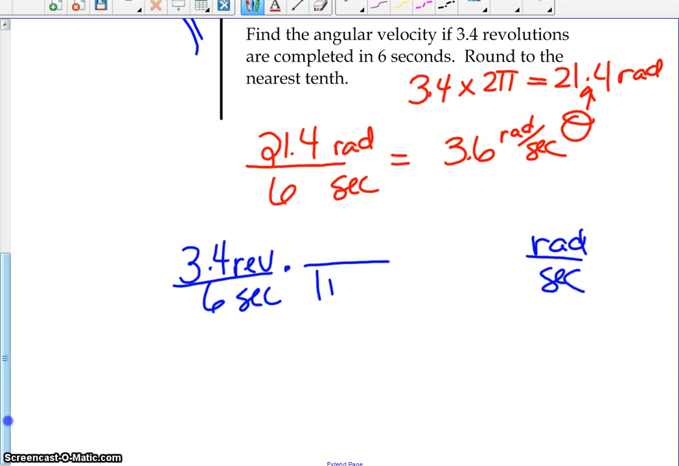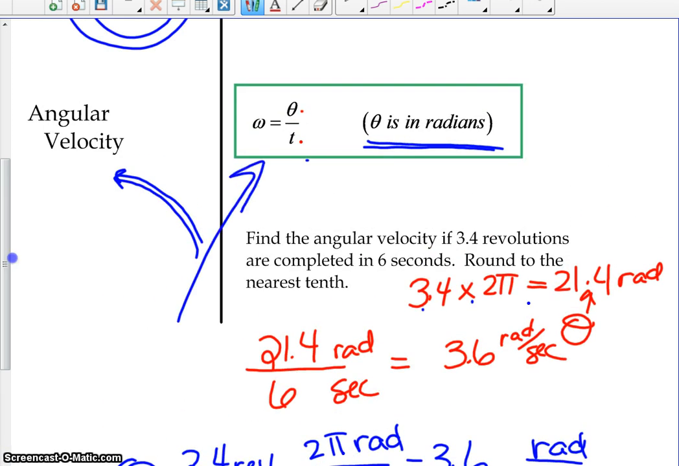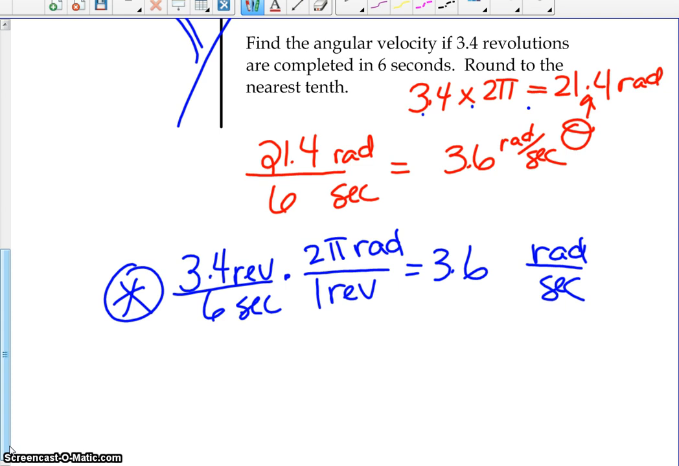Oh, 1 revolution is 2 pi radians. Okay, and really that's what we did. We took 3.14 times 2 pi, and we took 6 and divided it by 6, and we get the same answer. I kind of like thinking about it like this, but I want to show you the formula because you're going to see it in a physics class or perhaps in other classes. It won't show up on the ACT, but you'll definitely see it in our book. I like thinking of it more like this in conversions, but know that that's where they get the formula from.